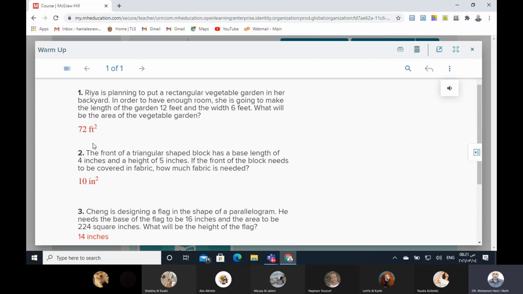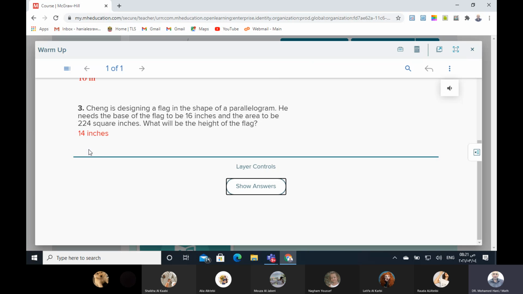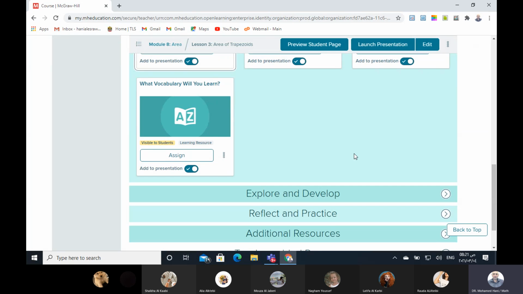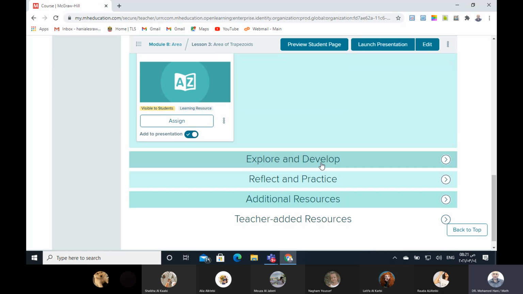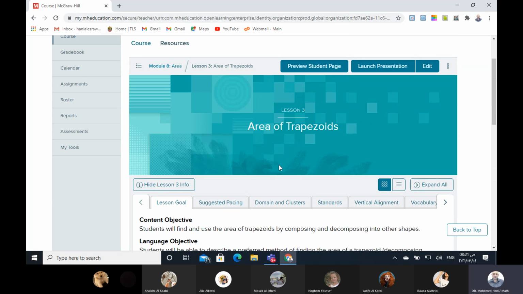Okay. Check with me the answers. Here 72 feet squared, here 10 inches squared, here 14 inches. So what is the name of our lesson today? Area of trapezoids.